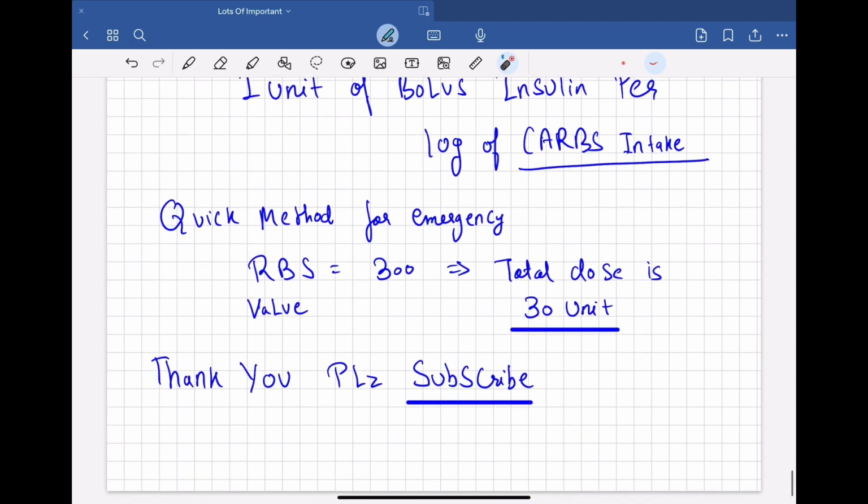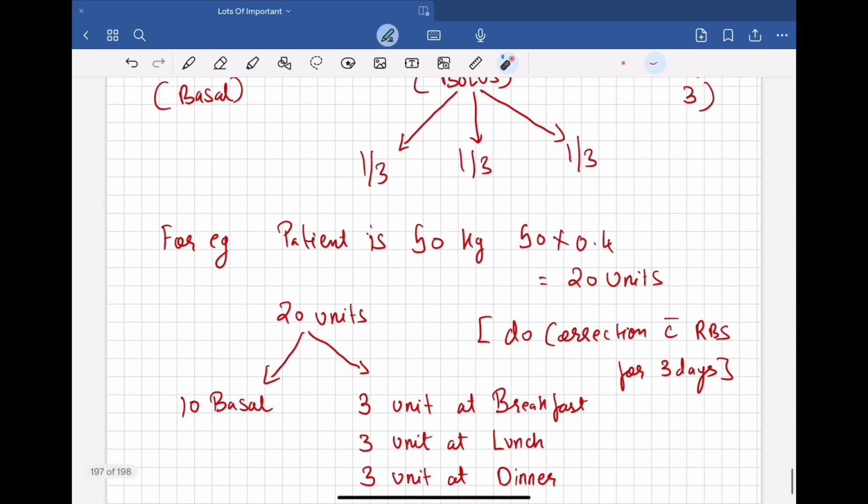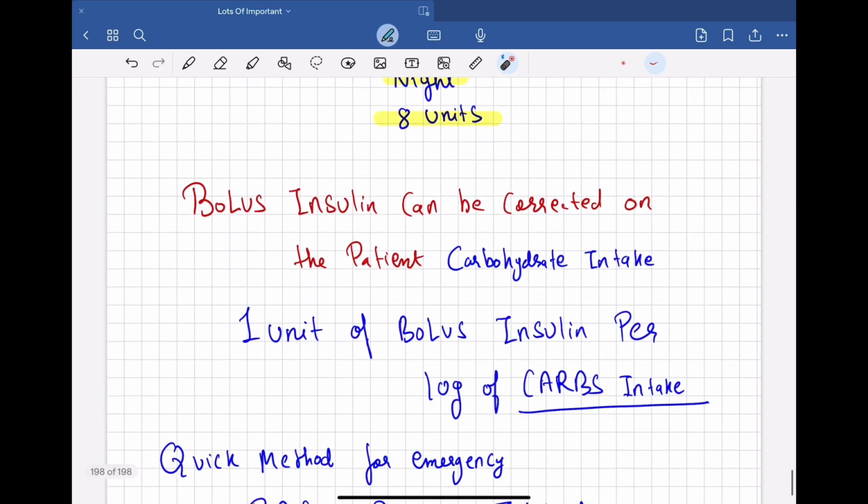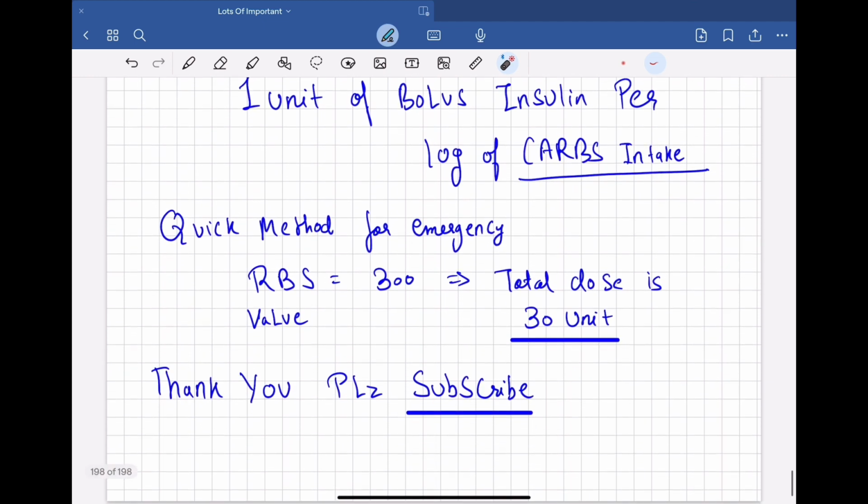Now in a case scenario where you don't have much time, you don't have the patient's HbA1c, you don't have any previous history of sugar levels, in an emergency case, your RBS value will play the main role. If that is 300, you divide it by 10, the 0 will cancel out and you will get a total dose of 30 units. And then you have to do the same method with the basal bolus or human mixed-ARD, and you will get the regimen for your patient.